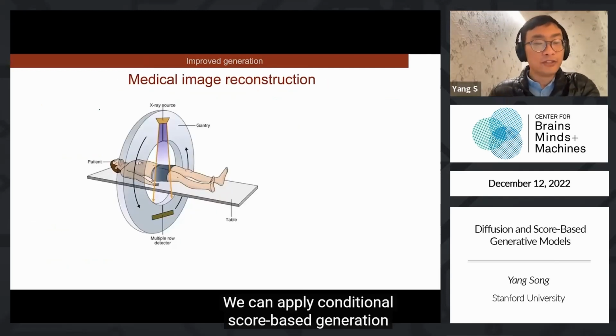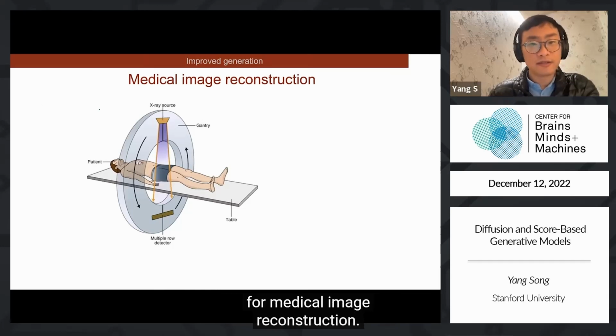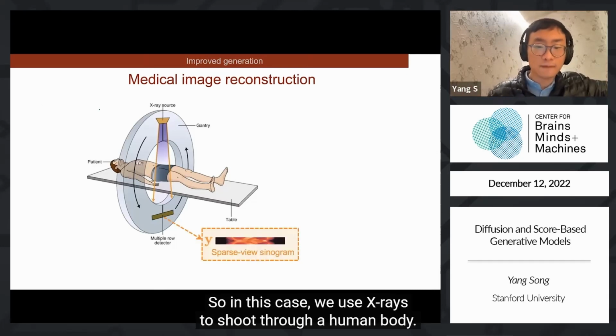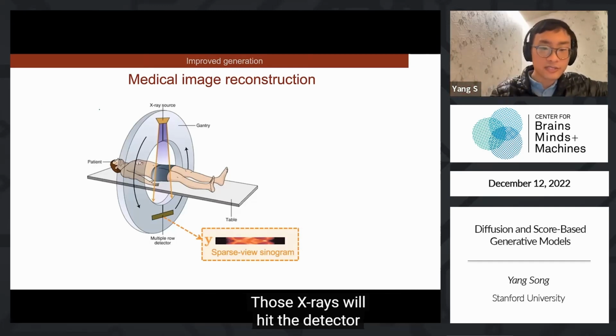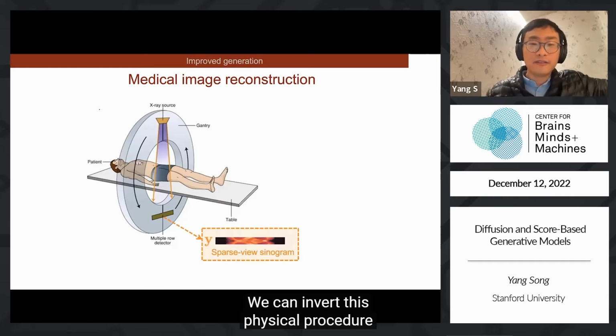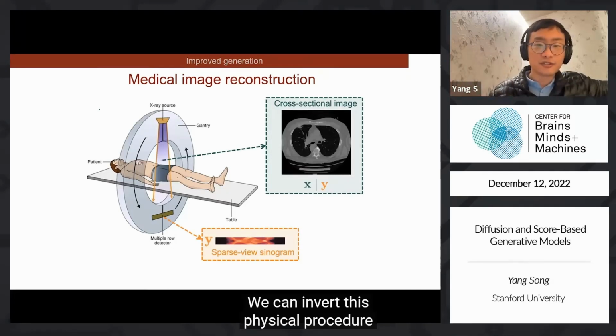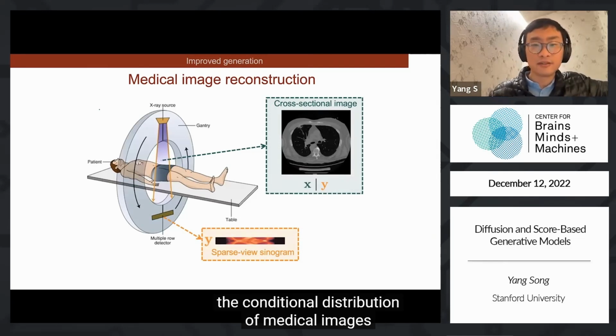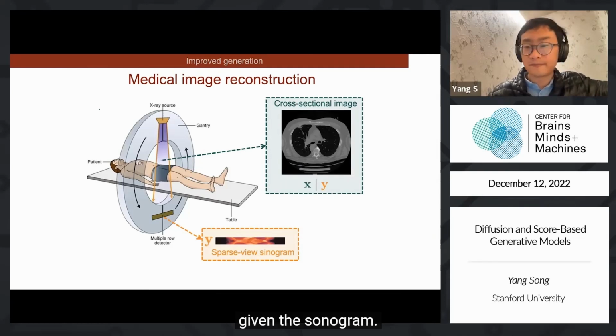And this is another example. We can apply conditional score-based generation for medical image reconstruction. And we consider the special problem of computed tomography. So in this case, we use X-rays to shoot through the human body. Those X-rays will hit the detector to form observations called a sparse-view sinogram. We can invert this physical procedure to obtain those cross-sectional medical images. So here, the control signal is a sinogram. The inverse distribution gives you the conditional distribution of medical images given the sinogram.